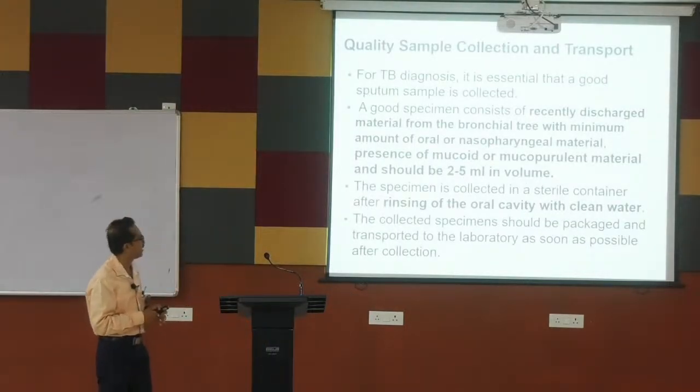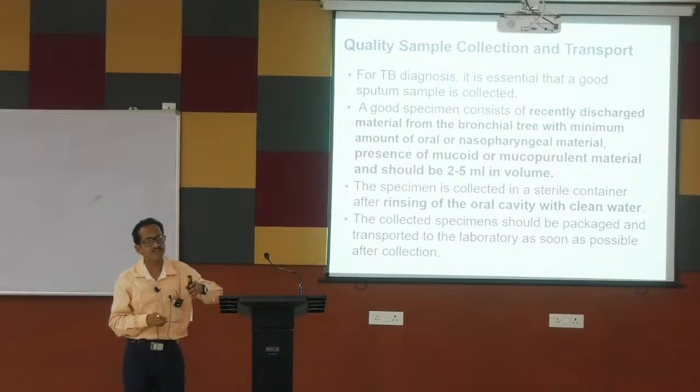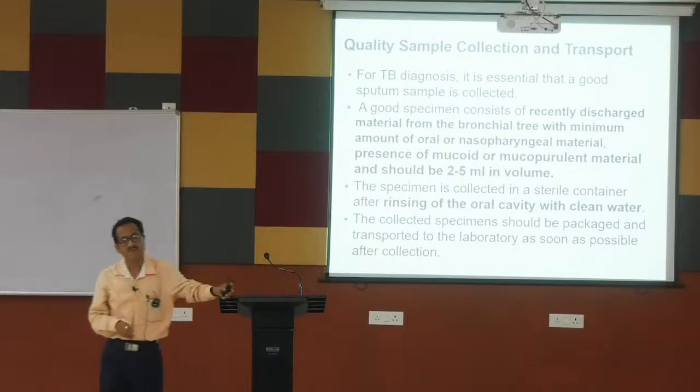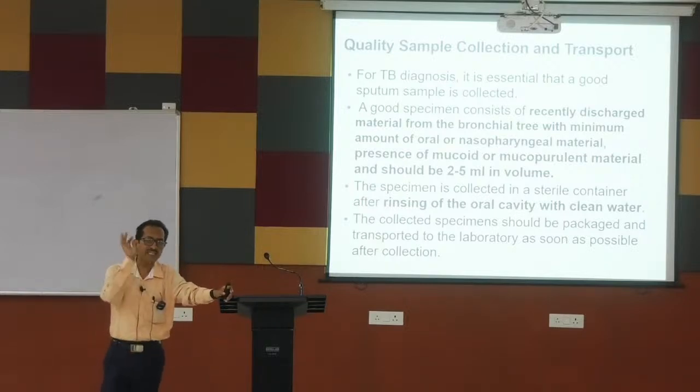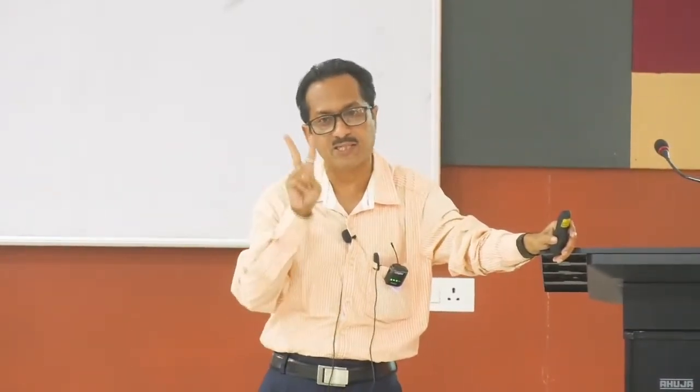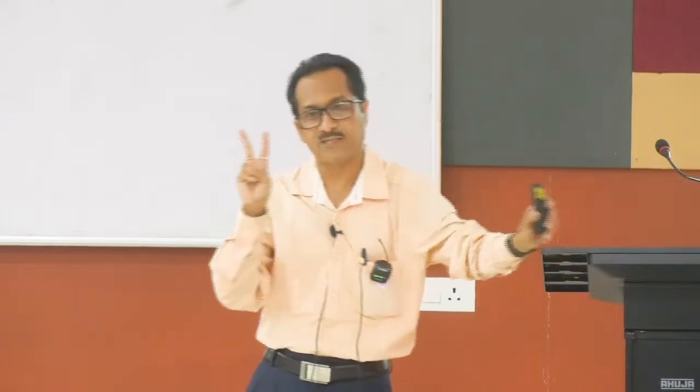What is a quality sample? How many samples will you collect? The latest NTP guidelines give 2 samples. Spot, when the patient visits you the first time, and ask him to come the next morning. So a spot sample and the next morning sample. These are the 2 samples you have to give. Any request form for Ziehl-Neelsen stain or acid fast stain should accompany 2 samples.